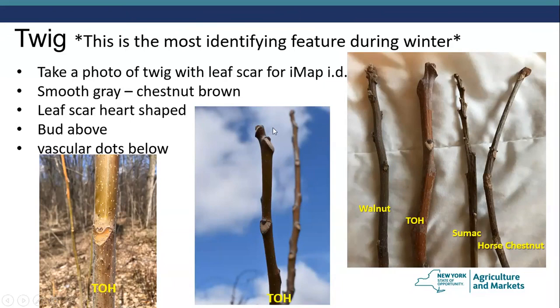On the right, I have a comparison of Tree of Heaven to other lookalike species, which have slightly similar leaf scars that are kind of heart-shaped, that have a bud above the leaf scar. But with walnut, the terminal bud is very different on the end of the twig. Sumac, which is a lookalike, its twig is different and its leaf scar is different because the bud will be in the center of its leaf scar. And then horse chestnut here, which has slightly similar pinnate leaves and leaf scars, its terminal bud is also very different than Tree of Heaven. It's a large, often red, resinous bud.